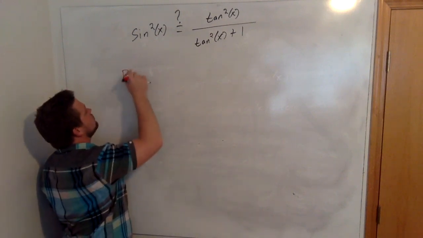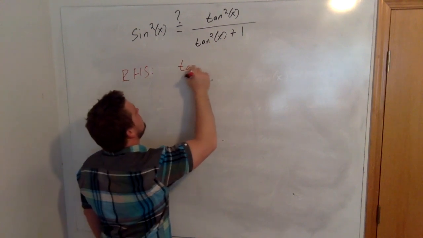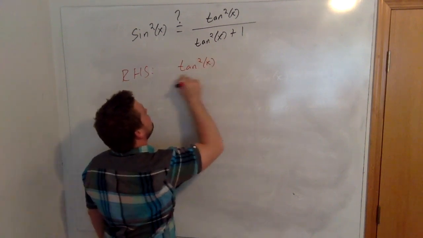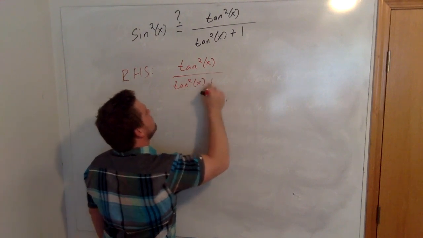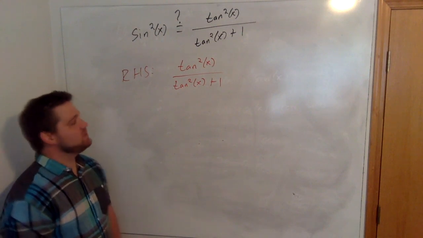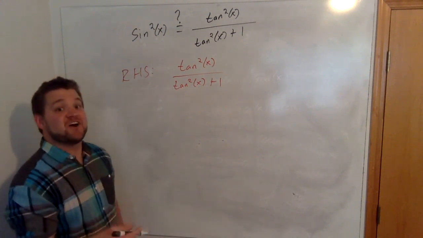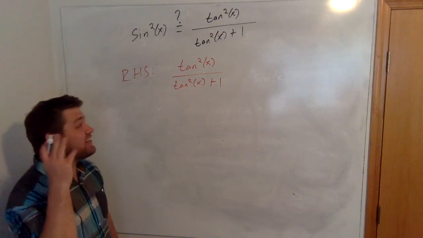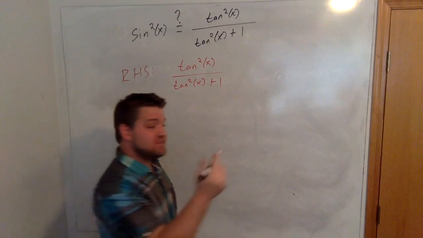So let's start with the right-hand side. We have tan squared of x all over a tan squared of x plus 1. Okay, but what to do with this? Well, again, I'm seeing trig functions being squared. It's yelling at me, Pythagorean identities. Well, let's take a look at them.